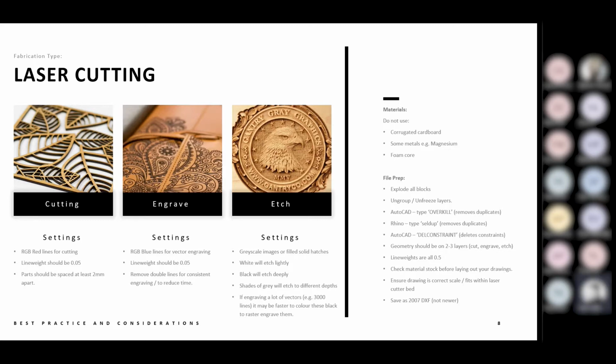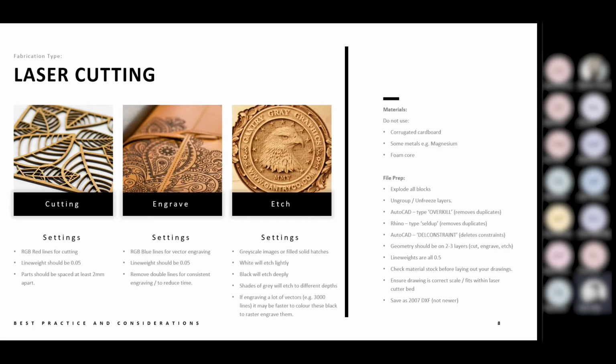Another thing worth mentioning as well is if you're engraving a lot of vectors, so let's say this one in the middle where you've colored everything blue, let's say we've got 3,000 lines that we want to etch, it might actually be faster just to set those to black and let it do a raster etch instead. Which means that the laser cutter head's going to go whizzing from left to right, top to bottom, just like a standard printer would, rather than trying to follow all of these lines around, which saves a lot of travel time on the laser cutter.